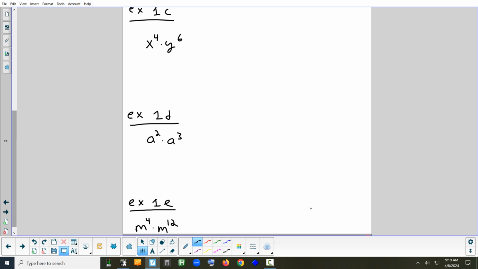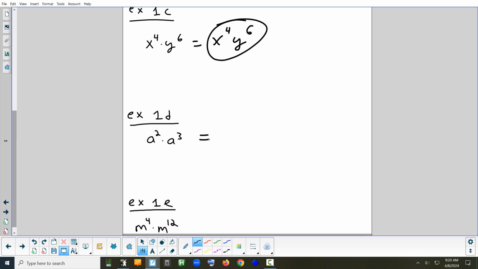Okay, let's look at the top one. x to the 4th, y to the 6th. What can we do with that one? Yeah, we can't do anything because the bases aren't the same. So when they give you something like that, just copy over the original problem, and that's all you can do.